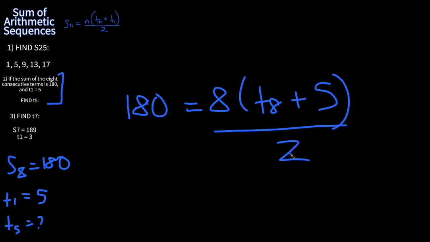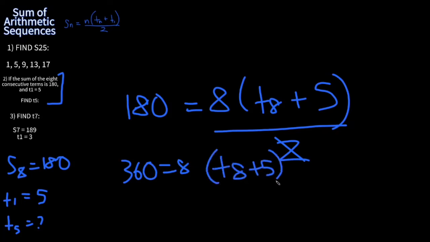Right? Well, no, since we are just trying to find T8 and we're not actually trying to find the sum, all we need to do is just balance it out. So we want to get rid of the divide by 2, we just do times 2. So times 2 here gets rid of that, and times 2 on the other side, you do on one side, you have to do on the other side, so we have to times 180 by 2. So 360 equals 8 times T8 plus 5. That results in 45 once you divide this by 8, because it's multiplying into the brackets, so you have to divide by 8 to get rid of that. You do on one side, you have to do the other side, so you divide this by 8 as well.